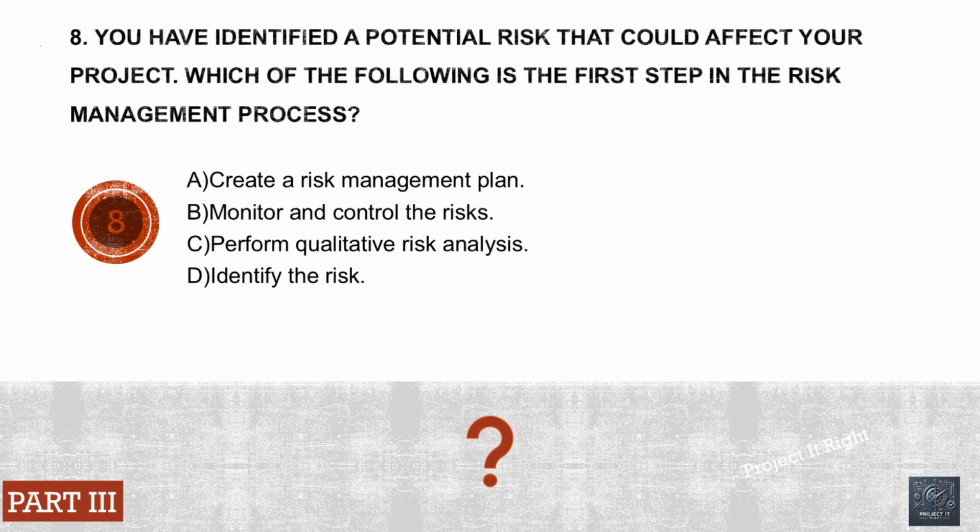Eight. You have identified a potential risk that could affect your project. Which of the following is the first step in the risk management process? A. Create a risk management plan. B. Monitor and control the risks. C. Perform qualitative risk analysis. D. Identify the risk.